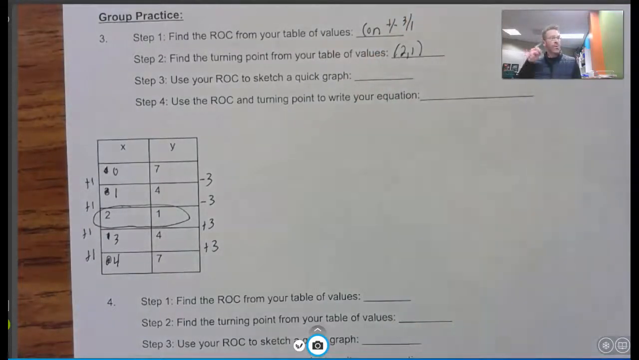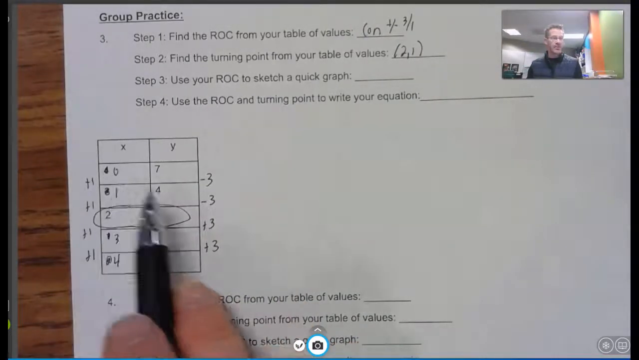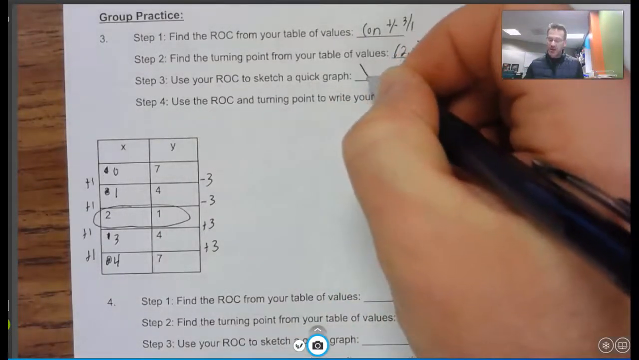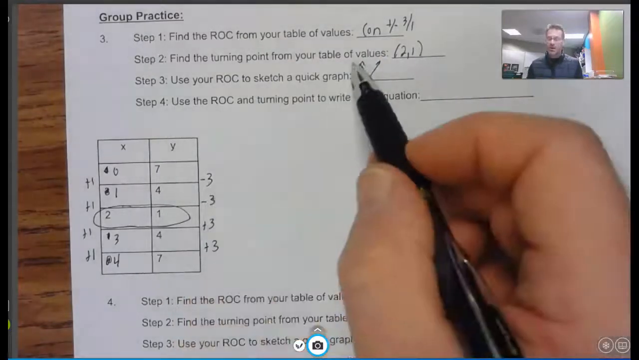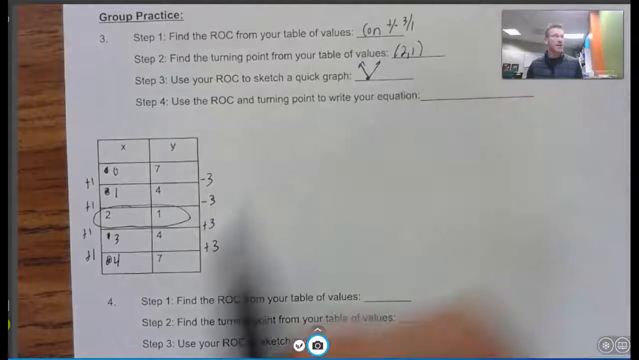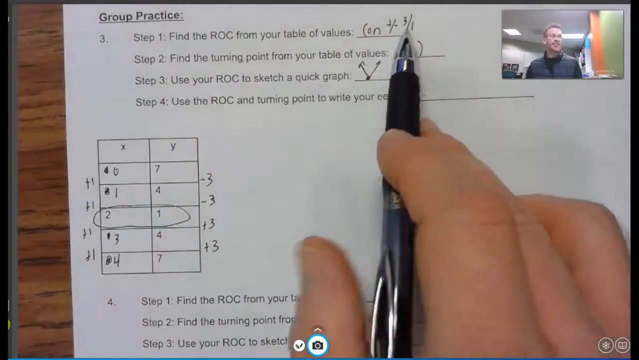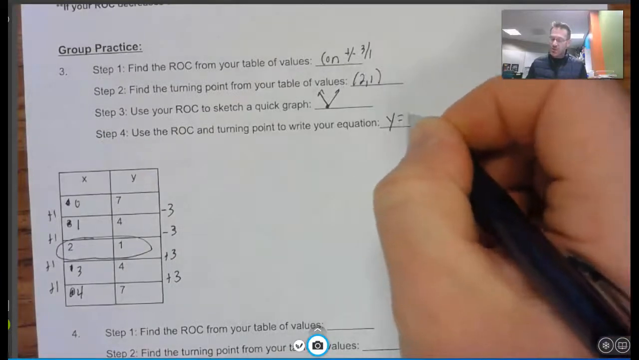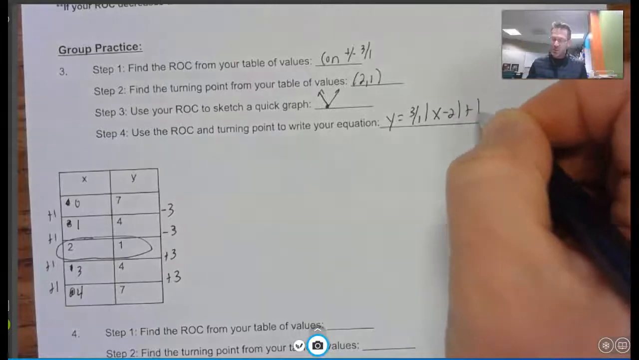Now, once again, which way does it open? Notice I have a negative first. So it's going to go down, hit the turning point, and then it goes back up. Negative rate of change, so it goes down; positive change, it goes back up. So that tells me I need the positive rate of change. So y equals positive 3 over 1 times x minus 2, plus 1.